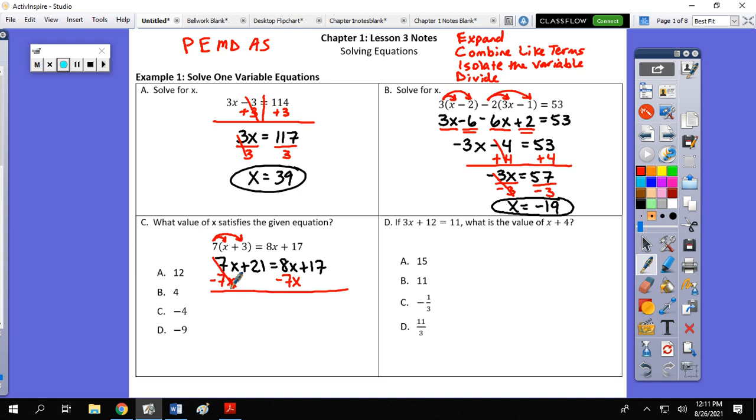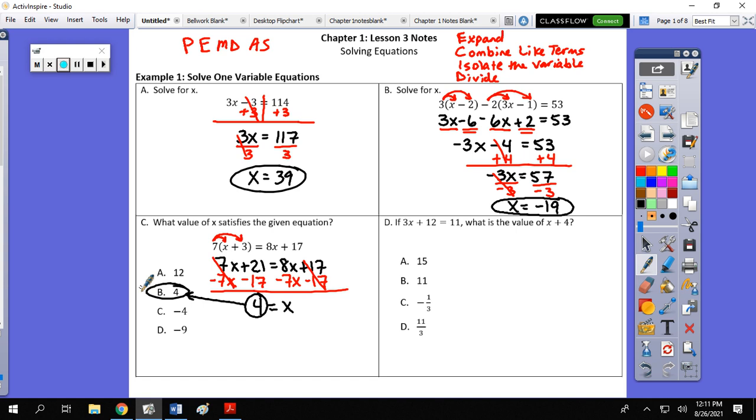Now, if I'm moving x to the right side of the equation, then I don't want this 17 to be here. I want it to go to the left side of the equation. So I'm going to also at the same time subtract 17 from each side of the equation. Now you can do that in 2 steps if you prefer. It does not have to be done in 1 step. So that would give us x equals 4, which means the value of x that satisfies a given equation is 4. So the answer here would be B.